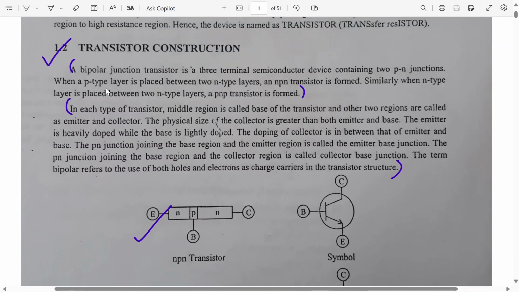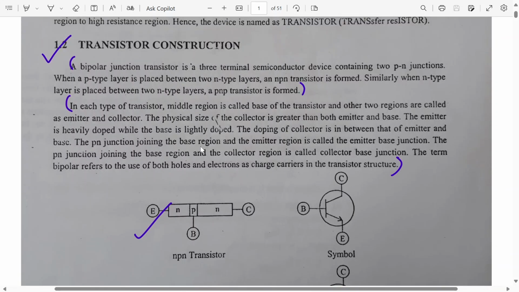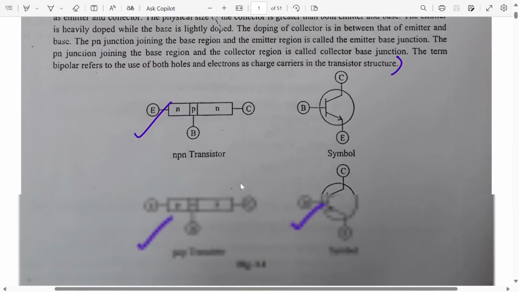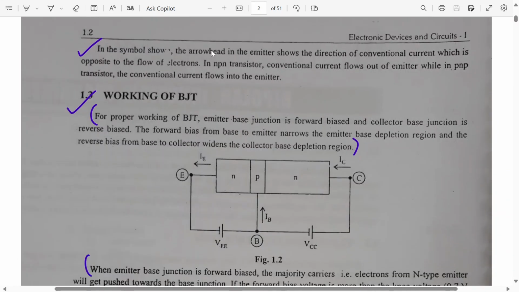Yes, sir. I have marked it and given it to you. This is the answer to the construction part. That means you have to draw NPN and PNP. Here the construction is given to you, the description of it. Okay, this is the transistor construction. Whatever has a tick mark you have to study. You have to read this also. What is the arrowhead? Arrowhead is the conventional current.